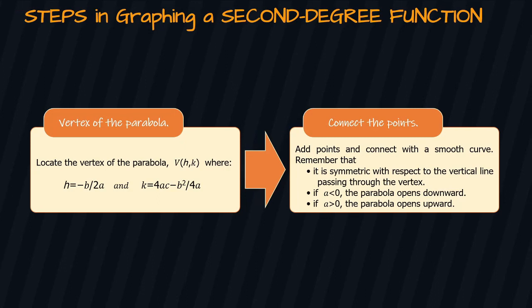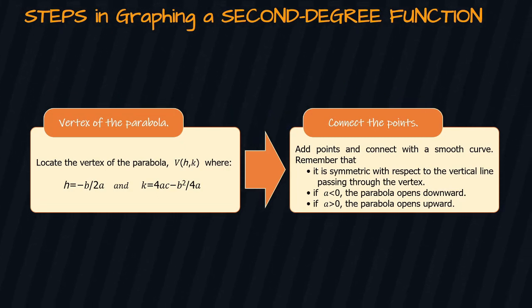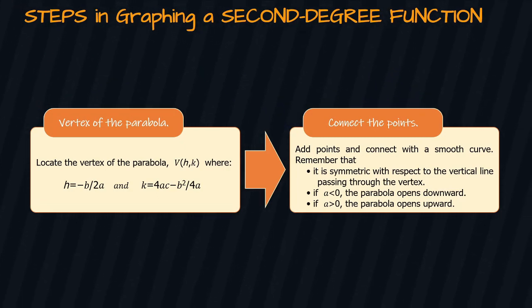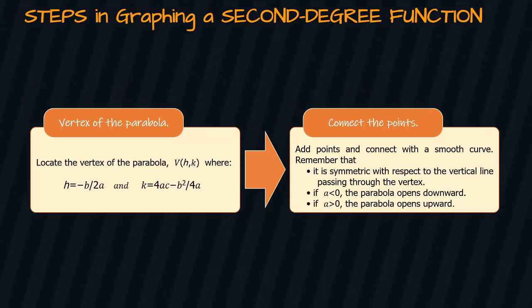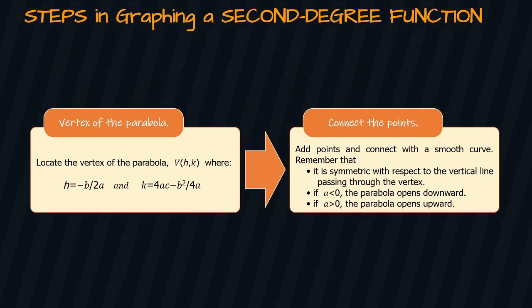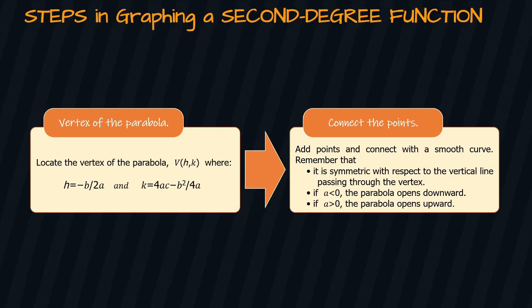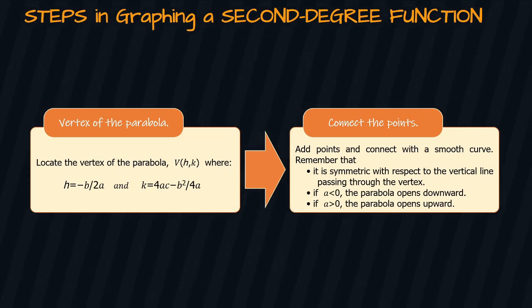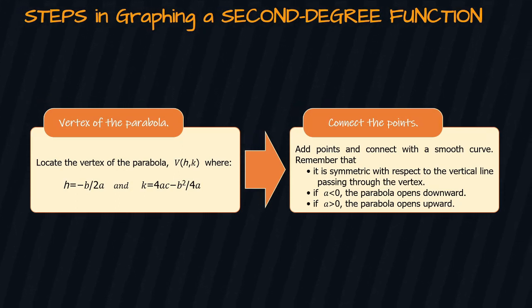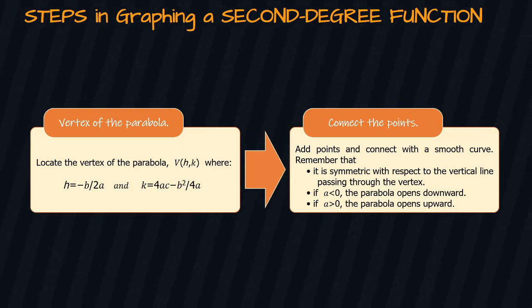Then, we connect the points. Of course, we have to add points and connect with a smooth curve. Remember that it is symmetric with respect to the vertical line passing through the vertex. If a is less than 0, the parabola opens downward. If a is greater than 0, the parabola opens upward.